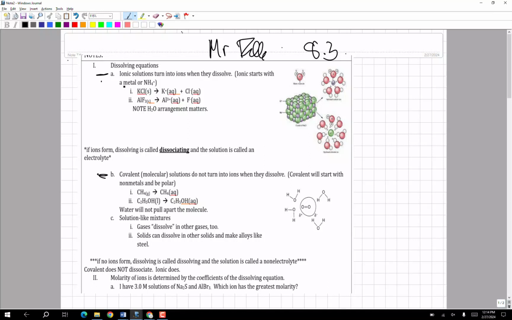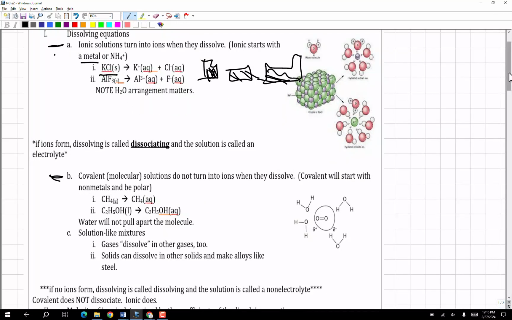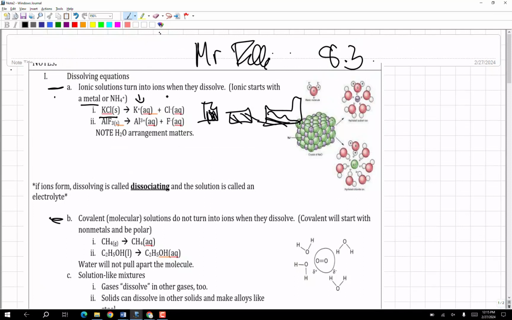An ionic compound, remember, starts with a metal, or NH4. And remember, if I'm drawing my periodic table, my metals are the area that I'm shading in right here. Not hydrogen, though. So they turn into ions. KCl turns into the K positive ion and Cl negative ion. And remember, my ions from the periodic table are found using the columns. AlF3: aluminum is in the +3 column, fluorine's in the -1 column.